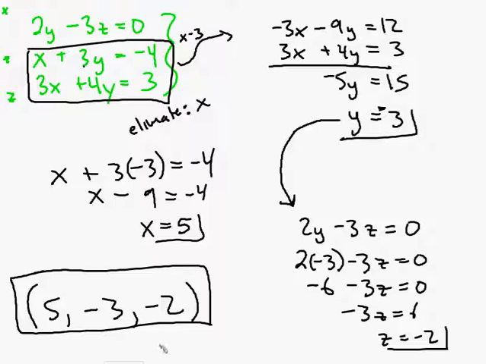Why did you put in -3? I used this one, and that one doesn't have a z in it. So I didn't need to replace the -2. I could have chosen that one, -4 there. Yeah, that's fine.